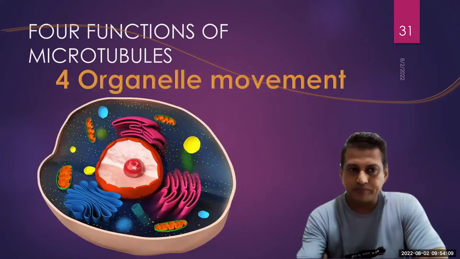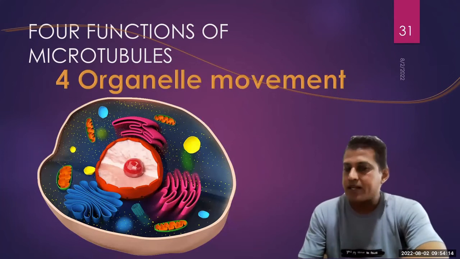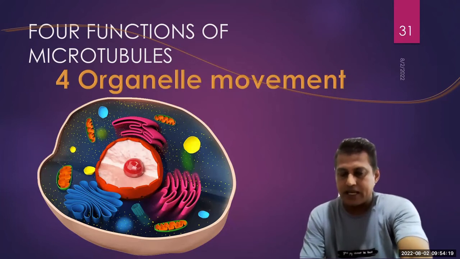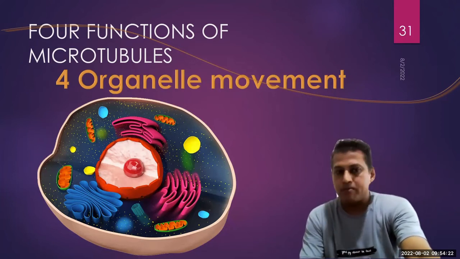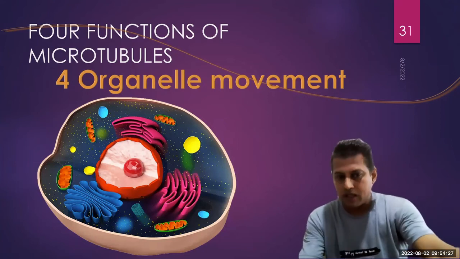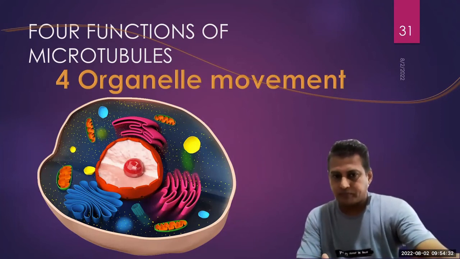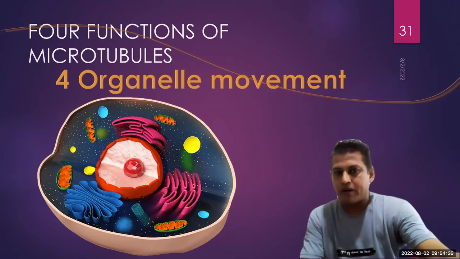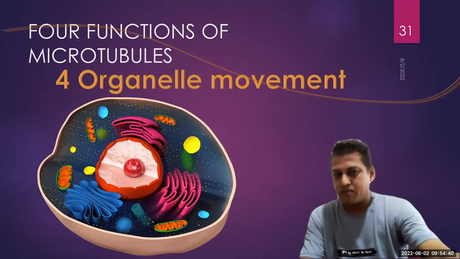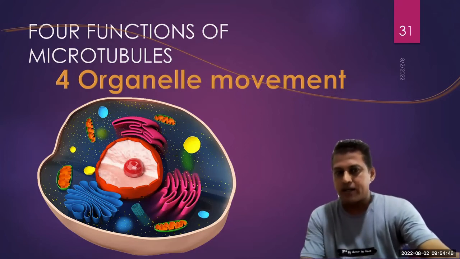The fourth one, the organelle movement. Now, what is an organelle? We can collectively say it is what is inside the cell. Mostly the membrane-bound structures are organelles. That's a general definition. But ribosome is not membrane-bound, and it is again an organelle, right? So the membrane-bound part is not very important. The small subcellular structures are organelles.